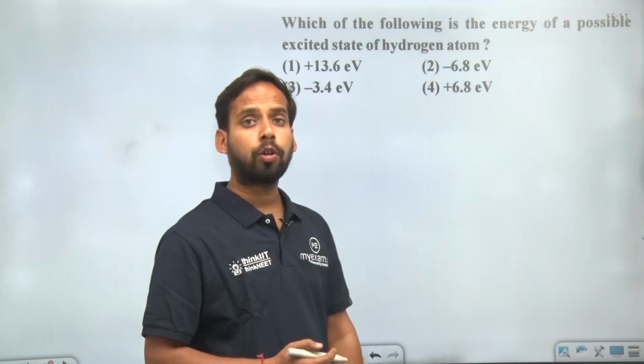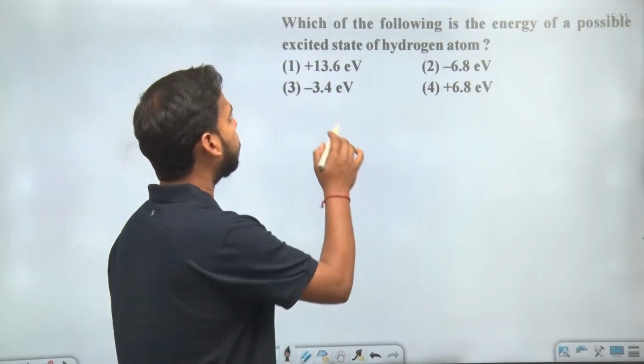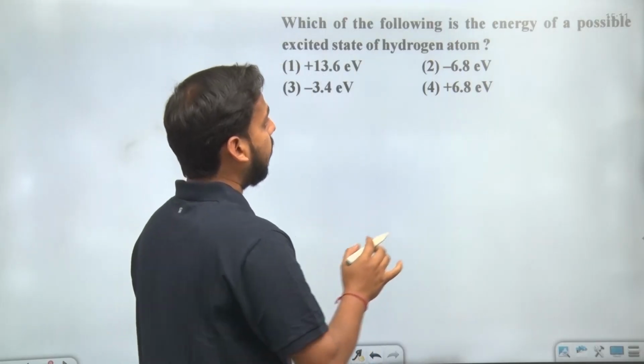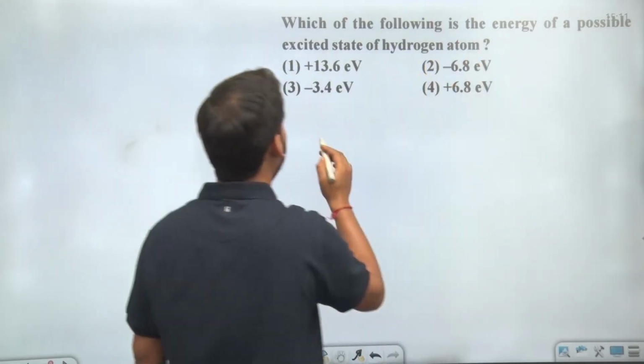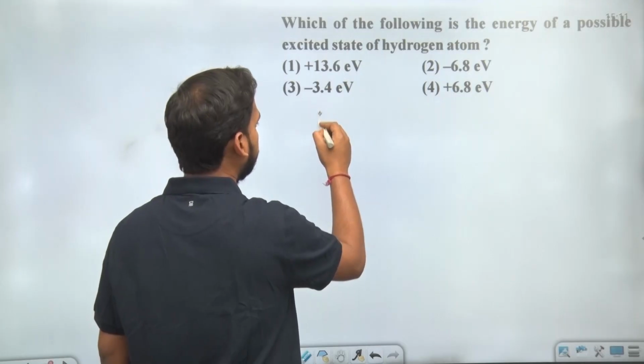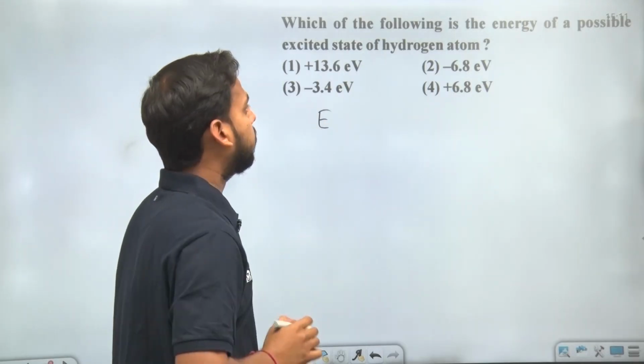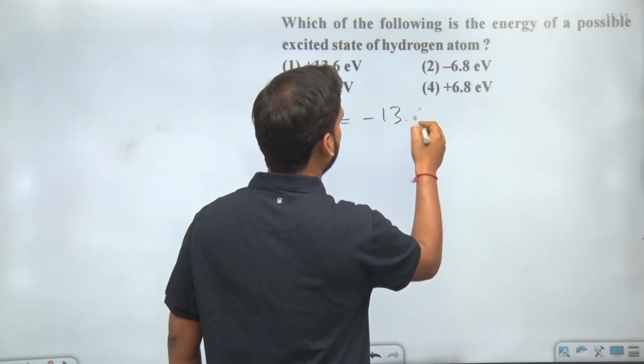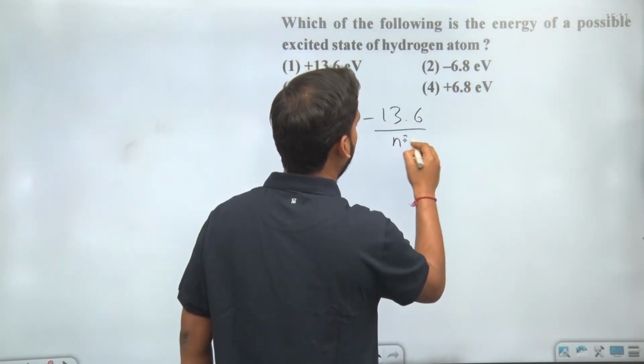Next question: which of the following is the energy of a possible excited state of hydrogen atom? For the excited states, the energy we have to calculate is equal to minus 13.6 divided by n square electron volt.